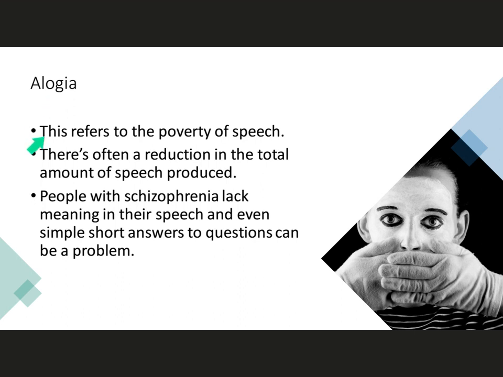Alogia is referred to when we mean poverty of speech. So when someone is finding it difficult to speak or is unable to speak. So this is when there is a reduction in the amount of total words used. So remember, we are reducing typical behaviours with our negative characteristics. So people with schizophrenia lack meaning in their speech because they've lost that. So they've lacked in something. So this is typically when persons with schizophrenia are finding speaking very difficult. They can have very short, quick answers, and they may completely stop speaking.